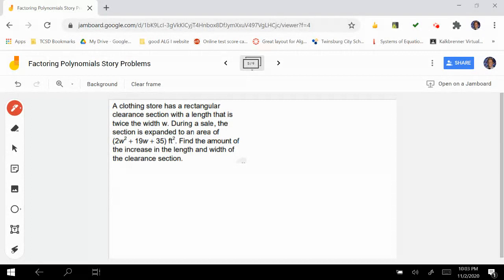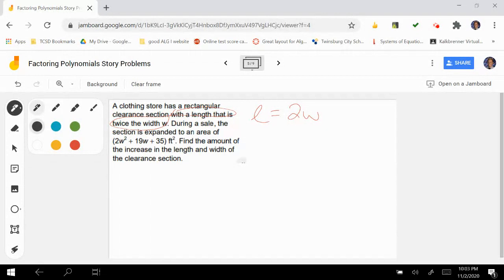A clothing store has a rectangular clearance section with a length that is twice the width. All right, so this says length is twice the width. During a sale, that's what this statement is making, right? During a sale, the section is expanded to an area of 2w squared plus 19w plus 35. Why do you think they're using w? Because that's the width. Find the amount of the increase in length and width of the clearance section.